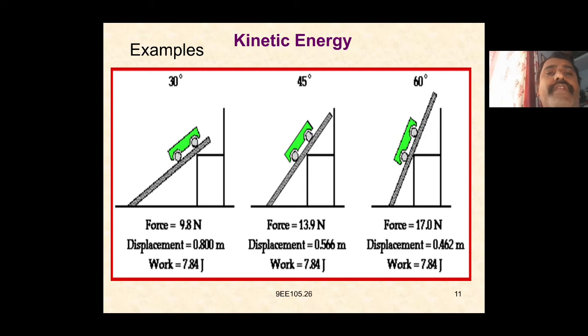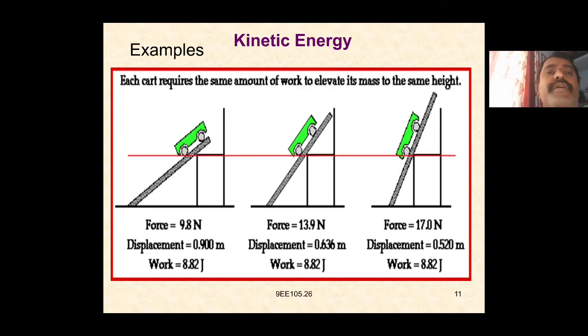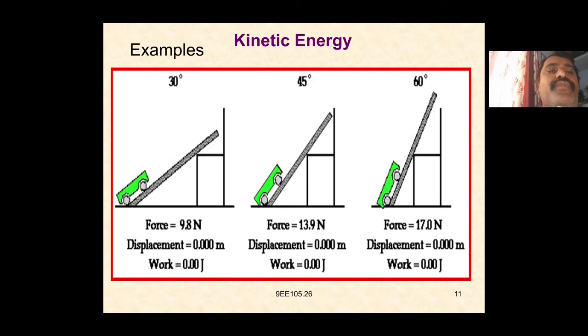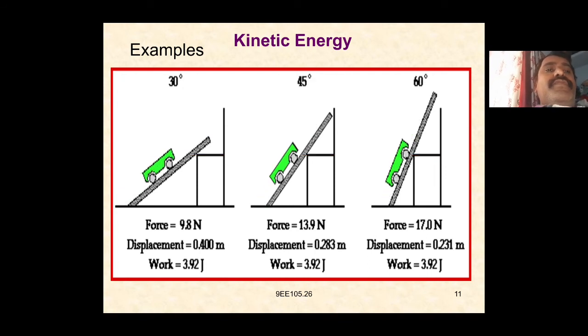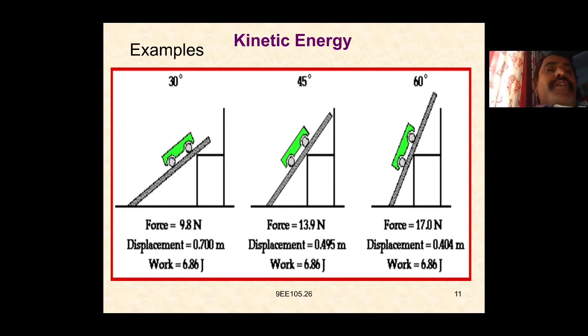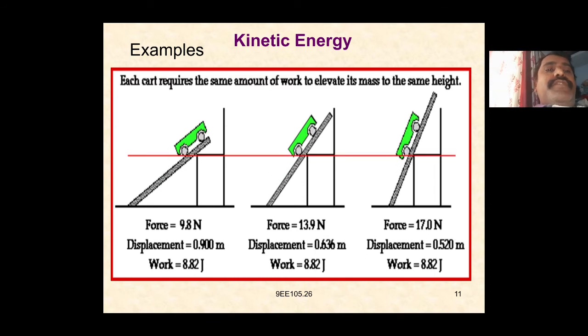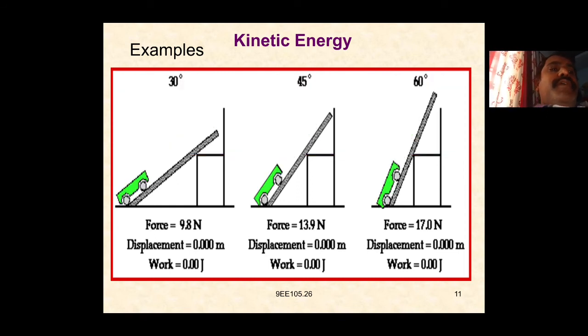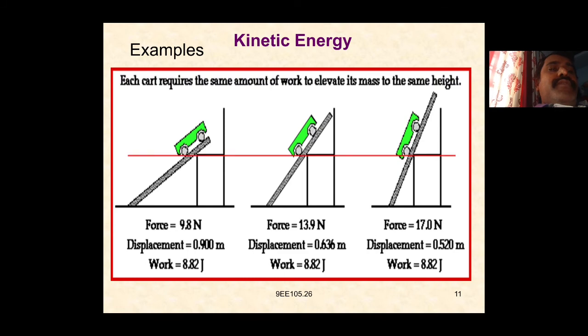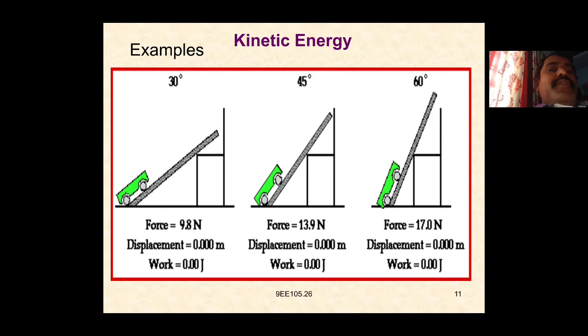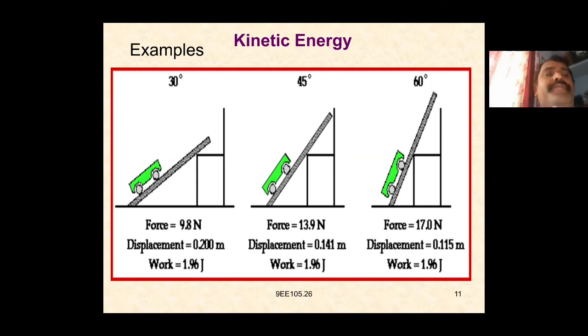Force is equal to 9.81 newtons, displacement is equal to 0.900 meters, work is equal to 8.82. At 30 degrees we are calculating, 45 degrees, force F is equal to 13.9. Again the force increases, displacement is equal to 0.636 meters. So once the force increases, displacement decreases. Again at 60 degrees, force F is equal to 17 newtons, displacement is equal to 0.52. Again the same work is done, 0.882 here.